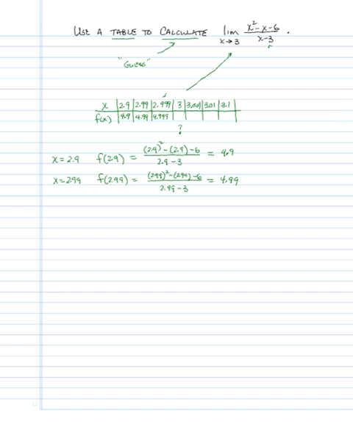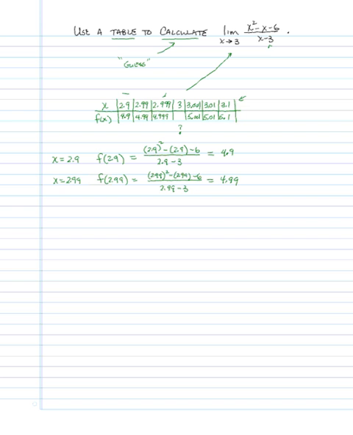And when I came out here with the 3.1, I calculated the f of x to be 5.1. And then for here, 3.01, I calculated the f of x to be 5.01. And then here I calculated the f of x to be 5.001. And so let's understand what's happening.